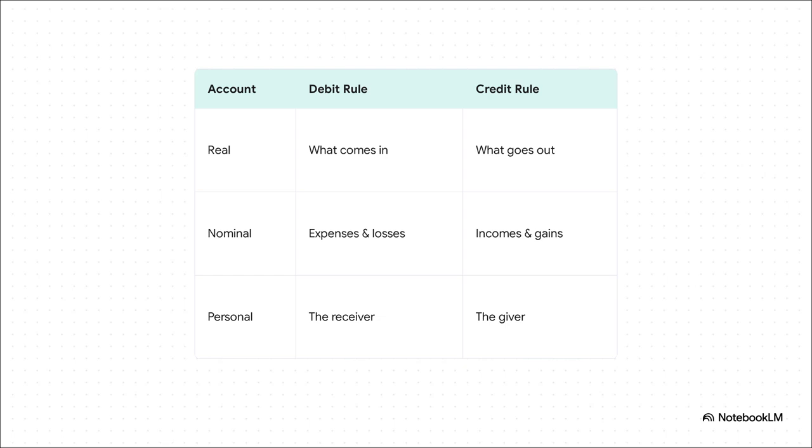Cash leaves, credit it. For a nominal account managing your operations, you debit all your expenses and losses, which effectively recognizes the cost of doing business, and you credit all your incomes and gains to record the upside. Finally, for a personal account dealing with external parties, you debit the receiver of a benefit and you credit the giver. If a supplier gives you machinery on credit, they are the giver, so their specific account gets credited. If you internalize this logic, the traditional framework will literally always keep your books perfectly aligned.